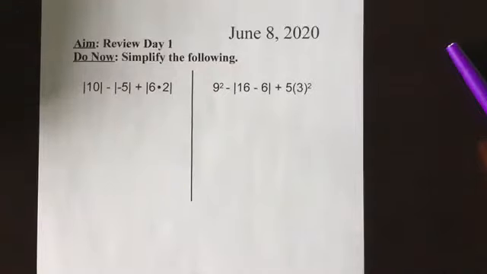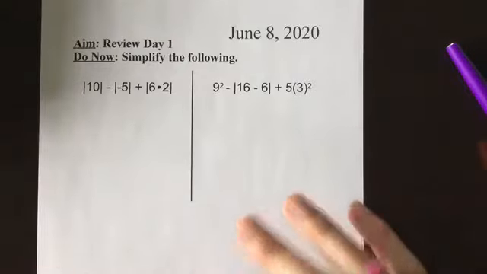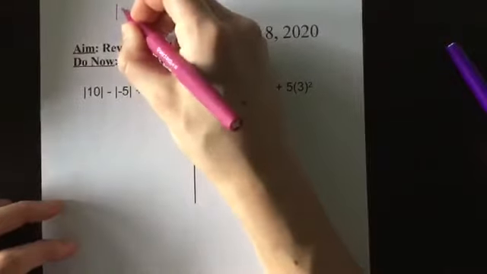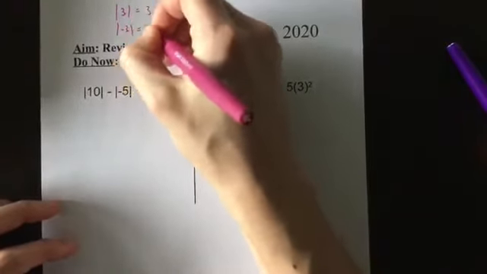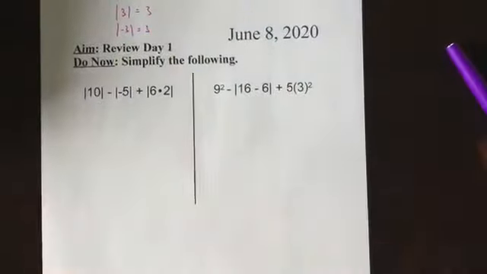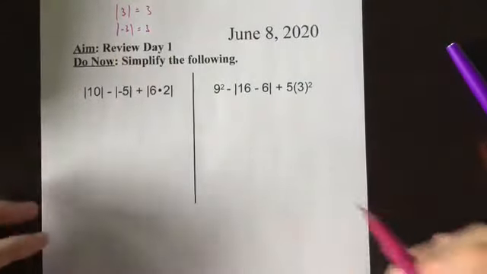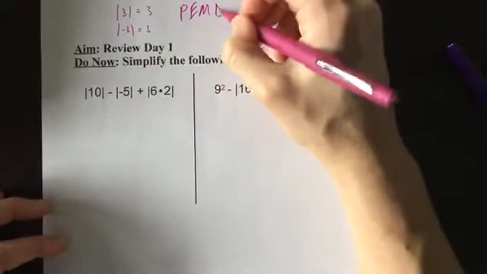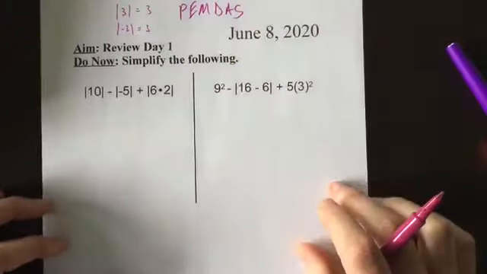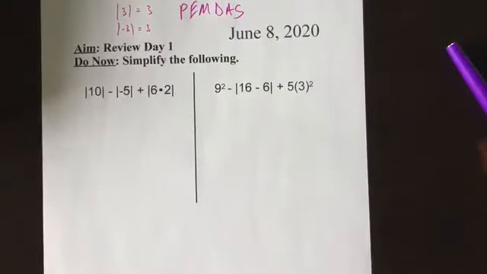Today we're starting our first day of review. We're using that new review booklet. A couple of things we want to remember with our do now today that I chose for us. We want to remember that the absolute value of any number is positive because it's that number's distance away from zero on the number line, and distance is positive.